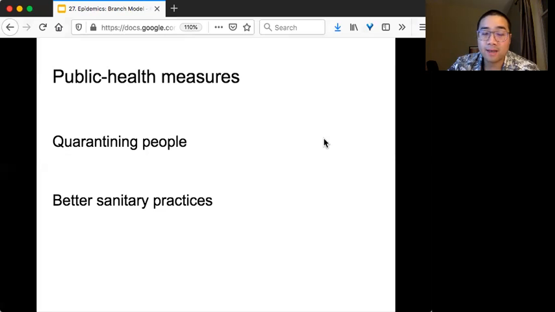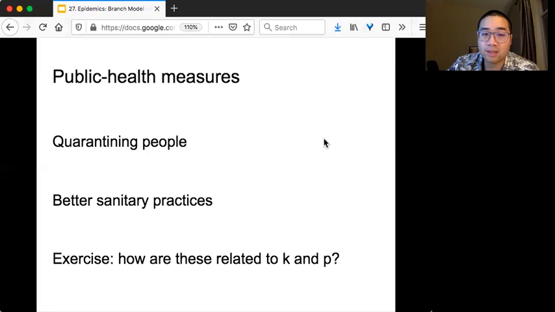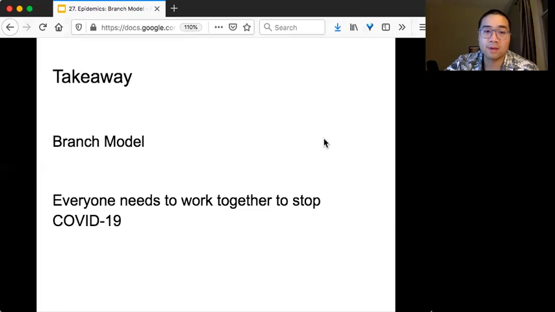Okay. And then I want you to think about, in terms of the branch model, how do these two measures affect K and P? That would be your take-home exercise. And while doing these two things, we'll bring down R0, and that will help us stop the spread of the virus. So the takeaway is the branch model, and how network science uses this very simple model to give us this kind of big idea.